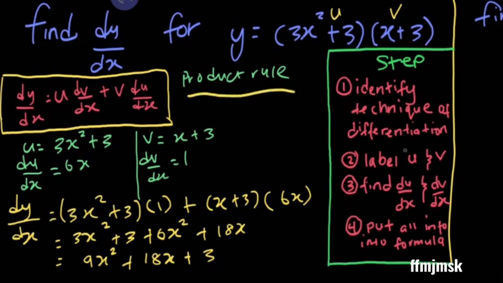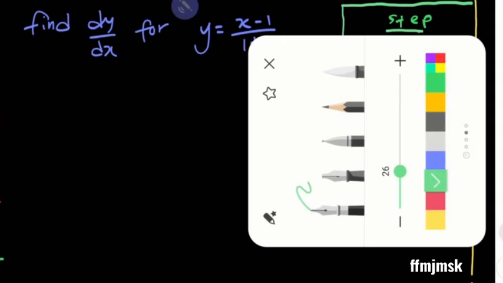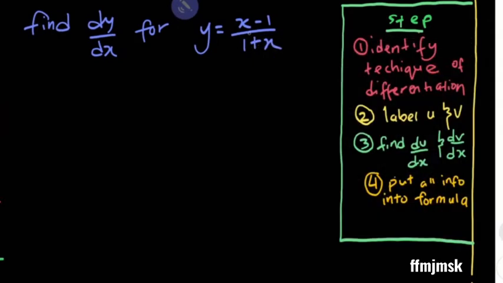So please follow this. Okay, the next example is find dy over dx for y equal to x minus 1 divided by 1 plus x. So follow this 4 steps. The first step is identify technique of differentiation.